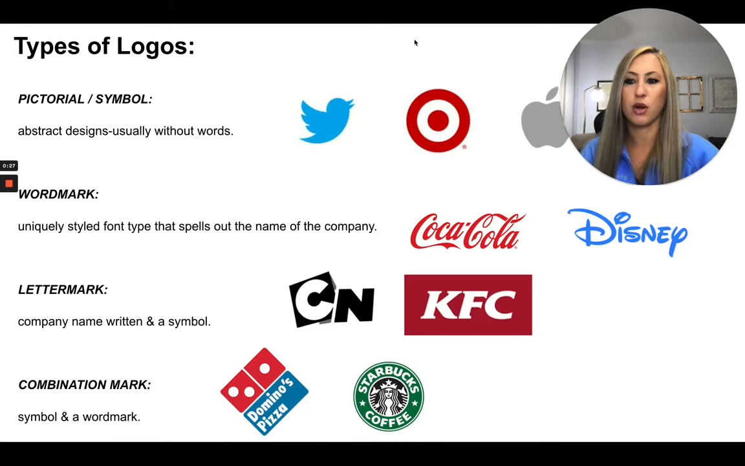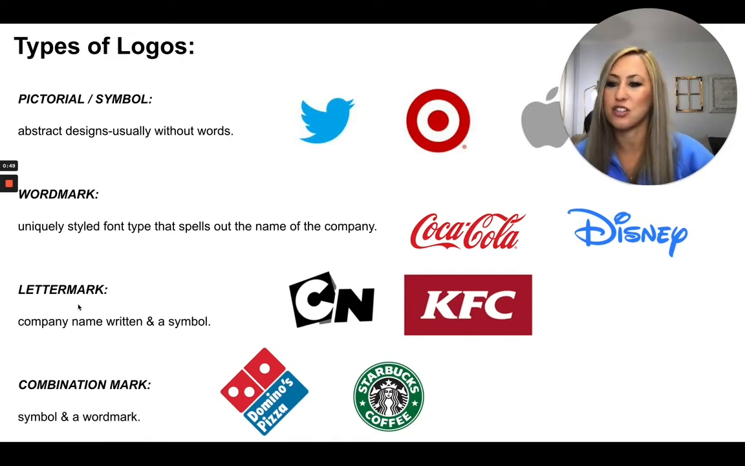The major types of logos are going to be your pictorial or symbol. So you can see these are just abstract designs that don't use any words. We have our Twitter, Target, and Apple as examples here. We have our wordmark, so that is going to be just a very specific stylized font for your company, writing out the name of your company.